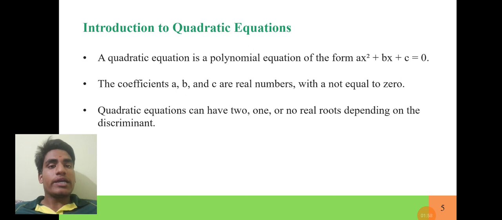Introduction to the quadratic equation. The quadratic equation is a polynomial equation of the form ax square plus bx plus c is equal to 0. The coefficients a, b and c are real numbers with a not equal to 0. Quadratic equations can have 2, 1 or no real roots depending on the discriminant.